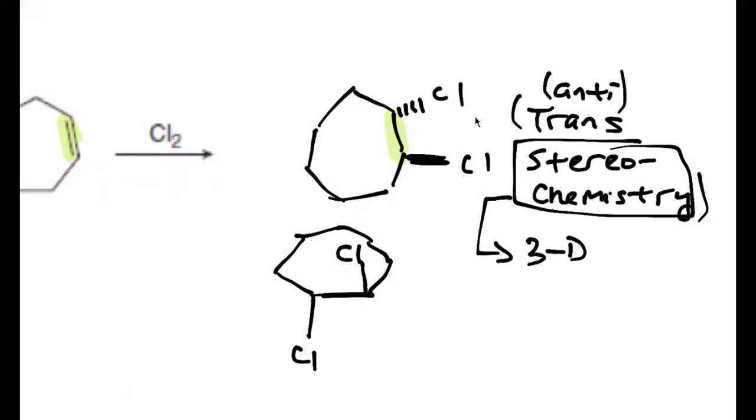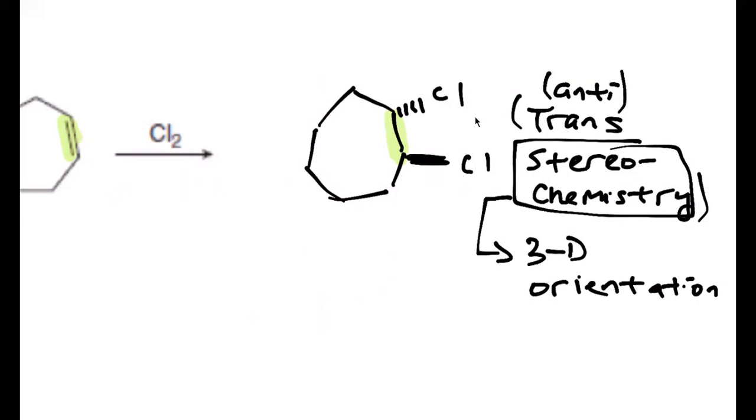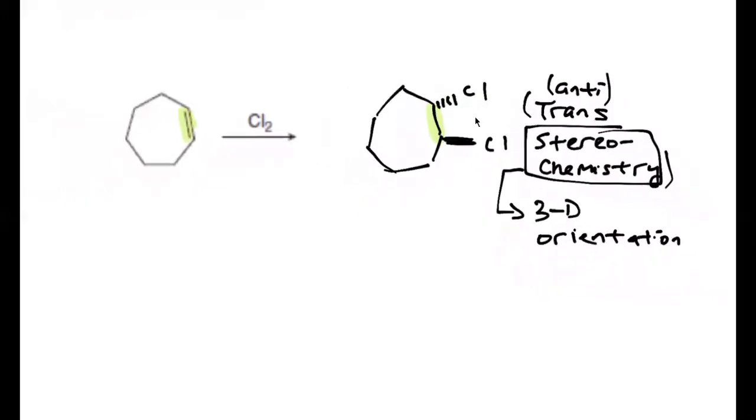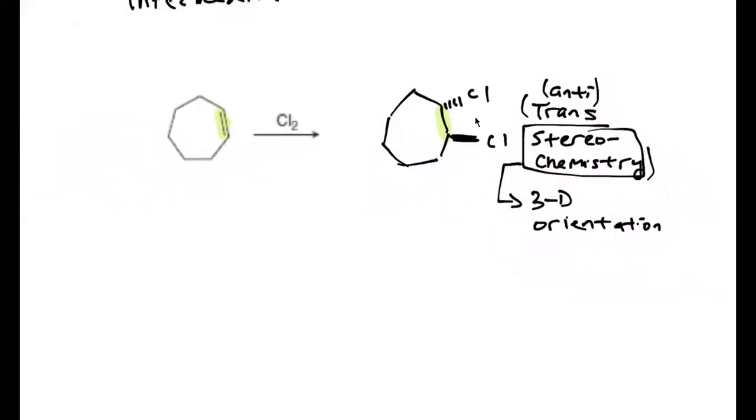Yeah, because the dash line means it's going back into the page, away from you, and the wedge line means that it's coming at you. So if it didn't have a dash line and it just had the wedge line for the other Cl, would it be cis? Yes, if both groups were wedged or both were dashed, yes, it would be cis. All right. Thank you. Good question. So stereochemistry is dealing with the 3D orientation of an atom or of a particular carbon. So let's see how we got to that point. All right, so let's go through that mechanism.